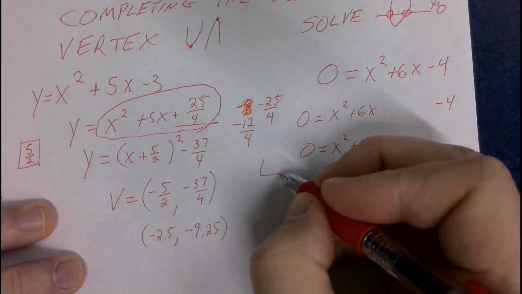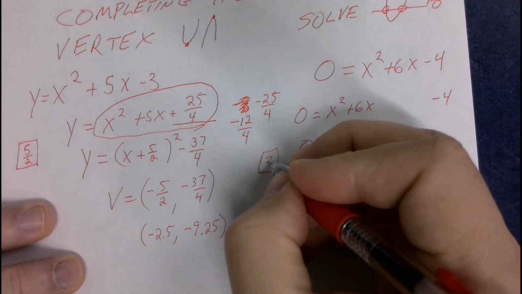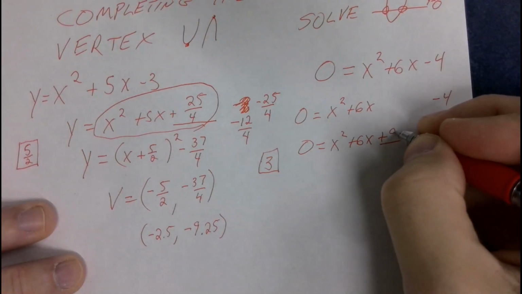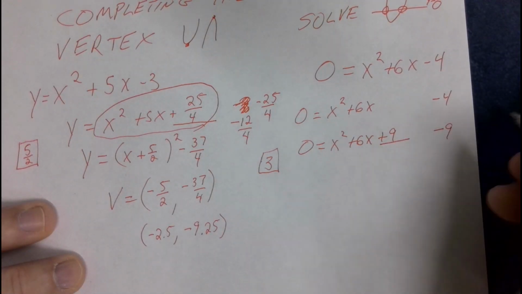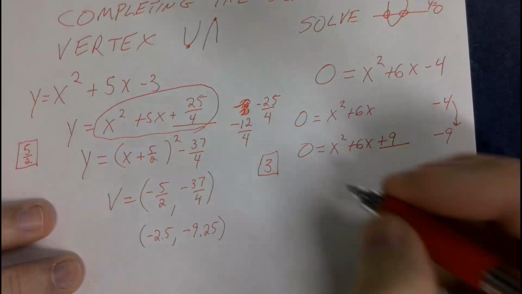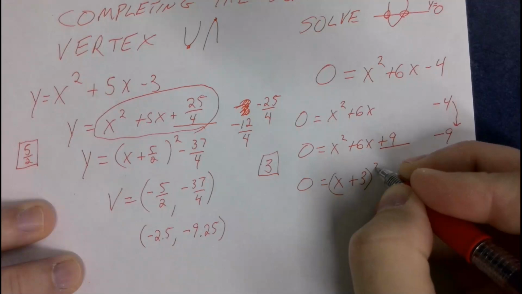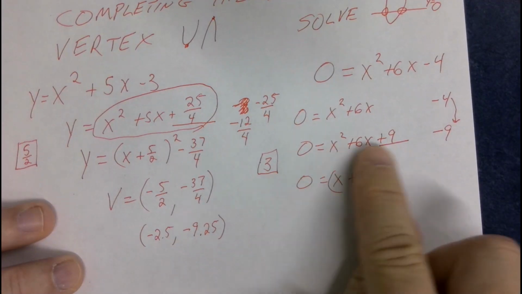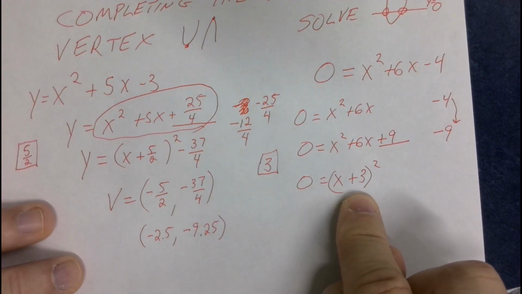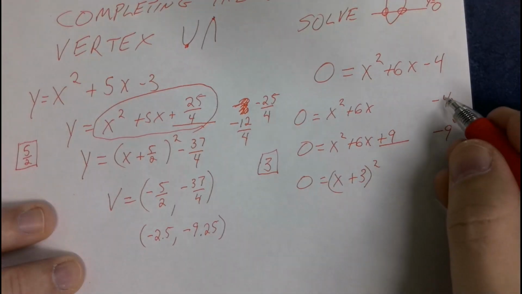So again, in my box goes half of that term. Half of 6 is 3. 3 squared is 9. So I put a plus 9 here and a minus 9 here, remembering that I still have that negative 4 that's already over there. 0 equals x plus 3 squared, because it always factors. This always factors into whatever's in your box. x plus 3 squared, because x plus 3 times x plus 3 is this thing here. And then I got a minus 4 and a minus 9.